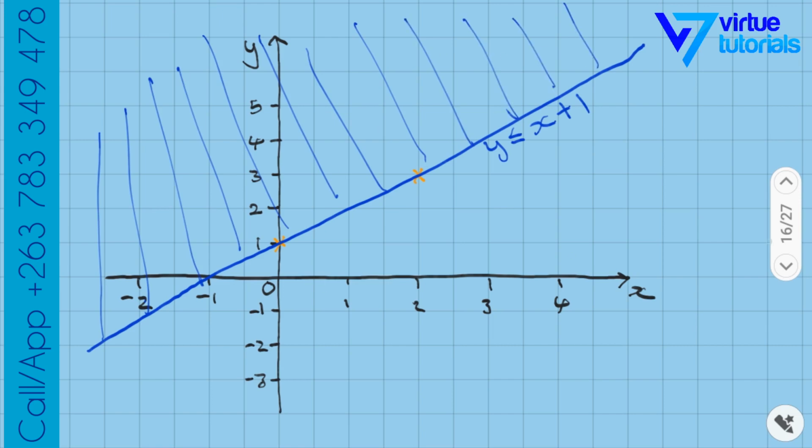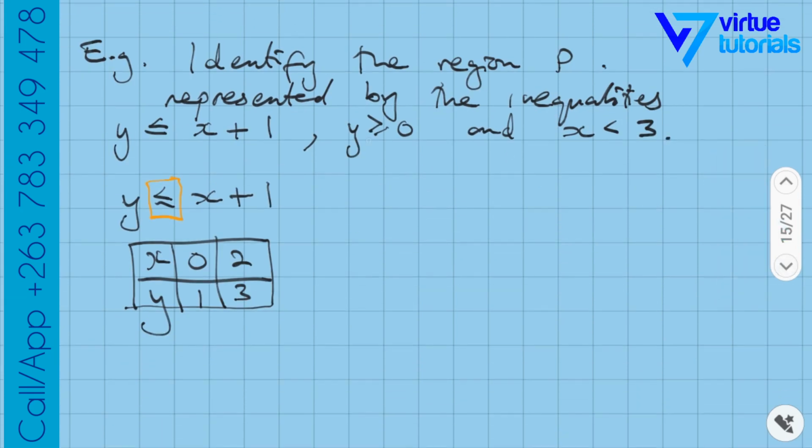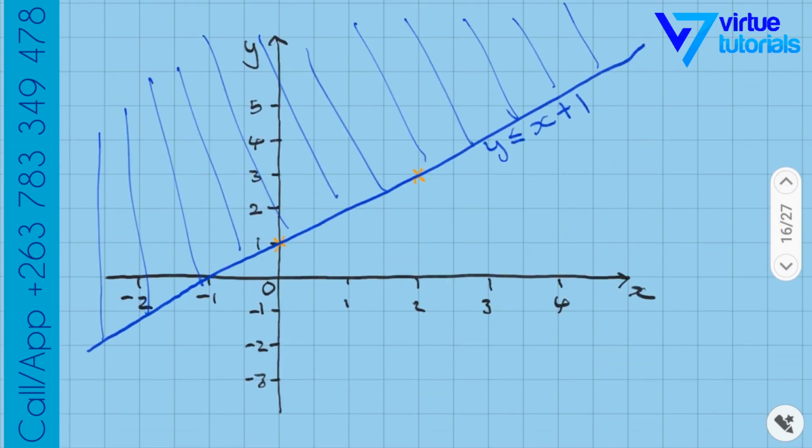Then the next thing is y is greater than or equal to 0. The line y is equal to 0 is the x-axis. So I can simply label that x-axis, y is greater than or equal to 0. Because I want what is greater, I want what is above, so I have to shade what is below. So I shade everything below the x-axis.